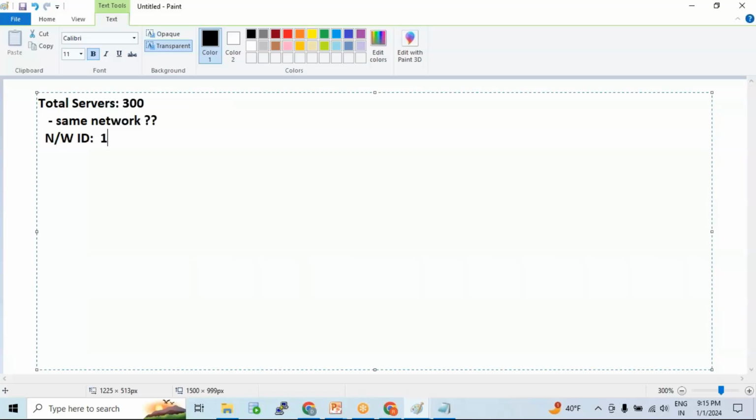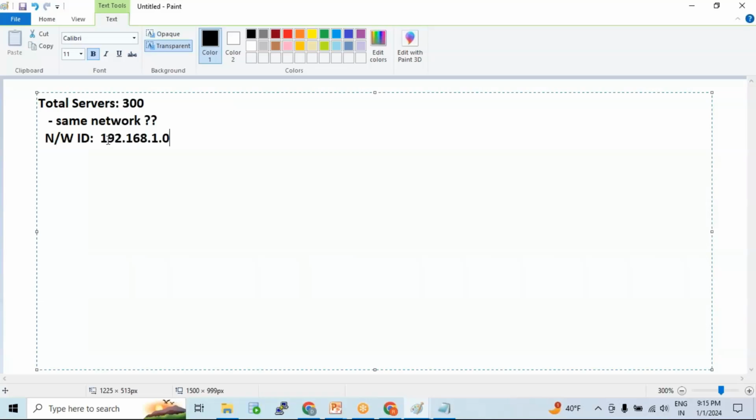So I'll go with this network ID, 192.168.1.0. Usually, any network ID that you choose will be ending with 0. That's not true in all cases, but initially, to avoid confusion, let me put it as network ID ending with 0, guys, right?